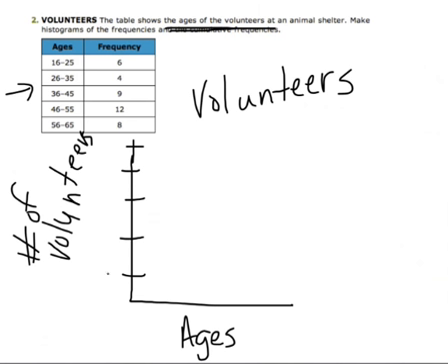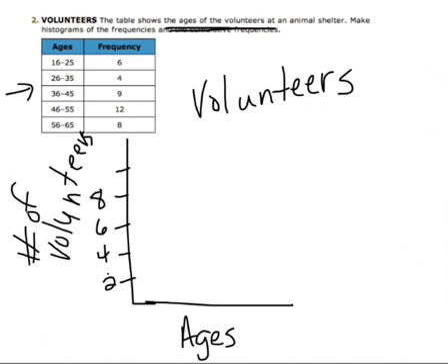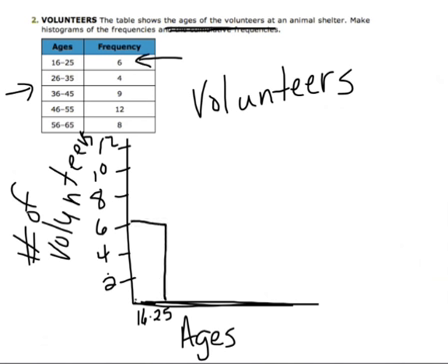I might need to space those out a little differently if I'm going to number it that way. So we'll go 2, 4, 6, 8, 10, 12. And now down here, across my x-axis is my ages, and I can look at them. My first one is 16 to 25. And how many were in my 16 to 25? Just reading it right off my chart is 6. So my bar is going to go up to the 6 and come down.